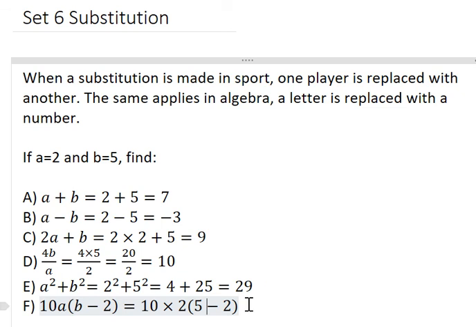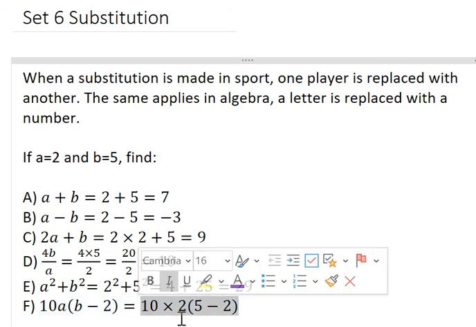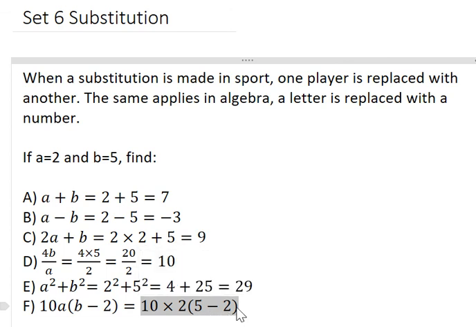Okay, and now here's what we've got. We've got 10 lots of 2 multiplied by 5 take away 2. Now, BODMAS, B stands for brackets. Brackets come first. So we need to do what's in our brackets first. What's in our brackets here is the number 3, because 5 take away 2 is 3. So if I was to write all this out again, what I have is 10 times 2 times 3. What is 10 times 2? Well, it's 20. Multiply that by 3, and we get 60.